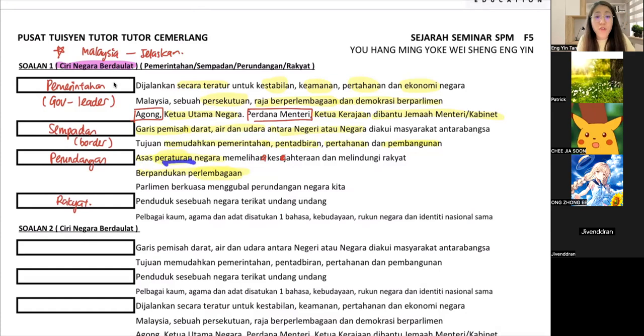They are telling you undang-undang is the foundation for us to create the rules. Okay? So remember, peraturan is like a mini rule. Peraturan undang-undang is a bit higher, a bit more serious. Okay? And how do we create our undang-undang? Based on the perlembagaan. So you see, asas means the foundation.